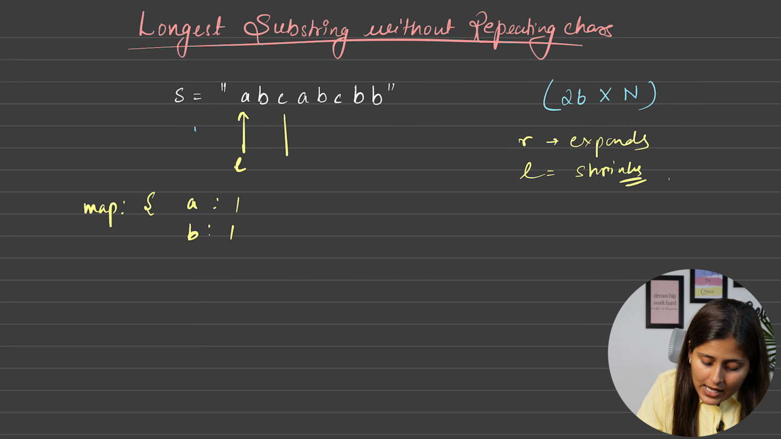Now again we'll move this R index ahead to C. Again we saw that C is also not there in the map, so a unique character is found, so we'll add this in the map. Now we have to move this R pointer ahead.